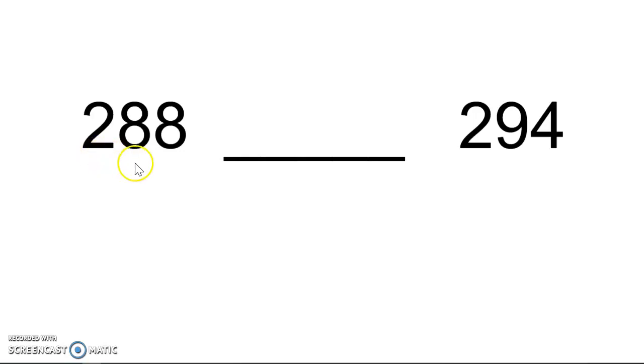So let's look at it and we'll try to count up and see if that works. We have 288 and let's count up: 289, 290, 291, 292, 293, and we get to 294. So students should be able to say that I know that 288 is less than 294 because when I'm counting up, I say 288 before I say 294.